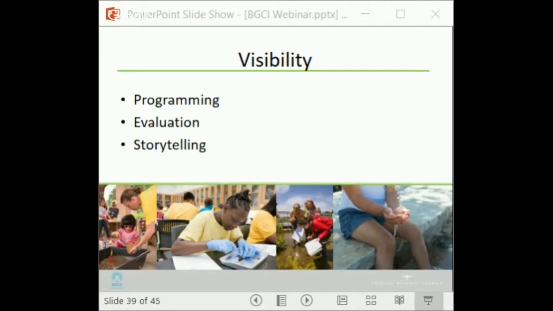And the third is storytelling. I think this is often an underutilized way of engaging people. There is nothing more compelling than a story of empowerment and success. So capturing and sharing those stories, or even better, having participants tell their own stories, is a really good way to engage people with the work that you do.